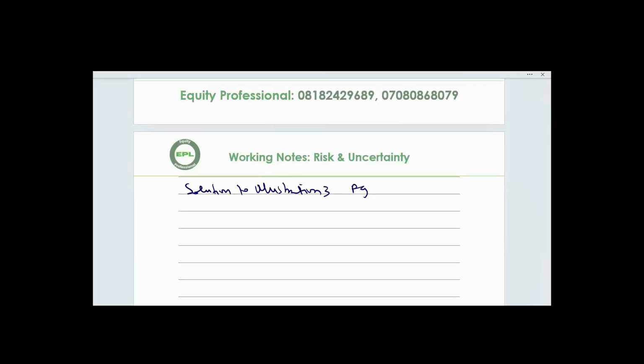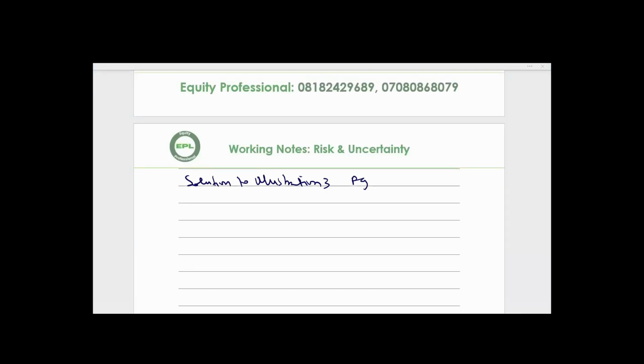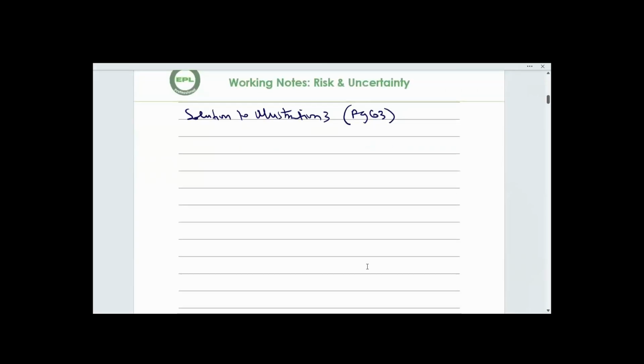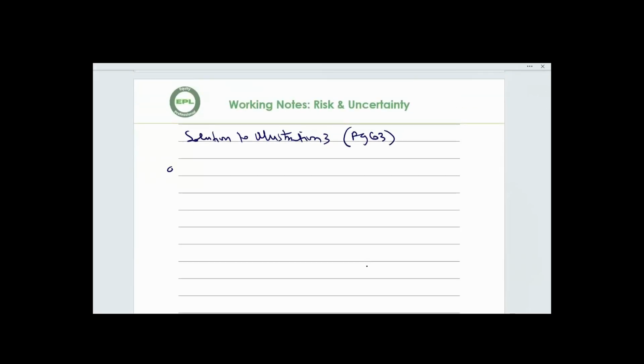Okay, that's page 63. So what are you supposed to do? We want to calculate NPV. So number A, calculating net present value, figures in thousands.